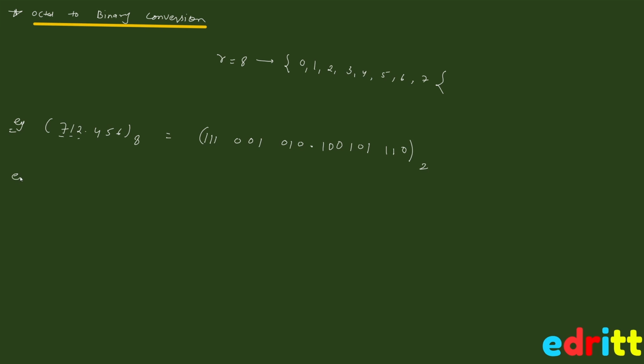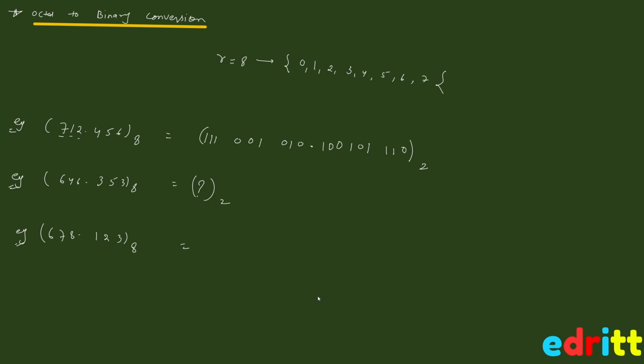Easy, right? Now let's try. Let's do this problem as a homework statement for you: 646.353 base 8. You have to convert this into the equivalent binary form. Let's try to solve one more example by ourselves. I'll say 678.123 base 8. What should be its binary equivalent?